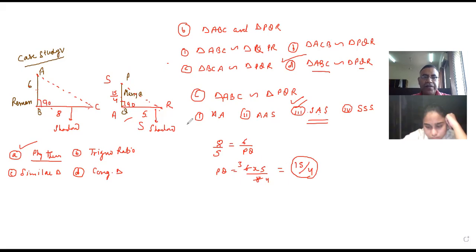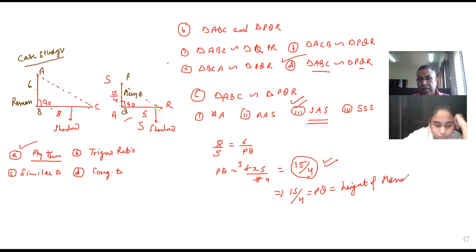Next is find the height of Manya. So that I have already calculated. 15/4 is the height of Manya. So which implies 15/4 is equal to PQ, which is the height of Manya. So these things you have to take care of. Fine. Because the ratio of these two sides is given, the length of one side is given, you can find out the length of this side and then you can proceed.